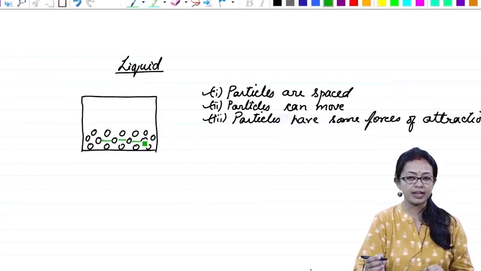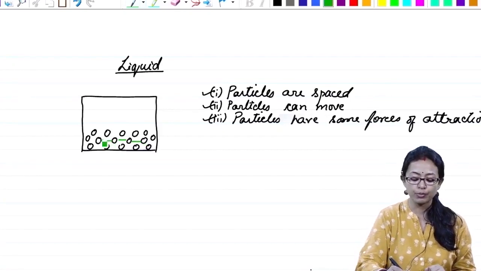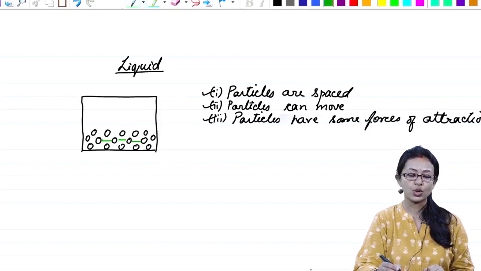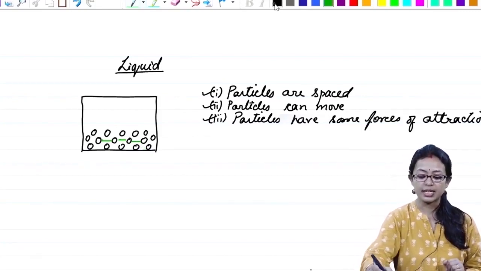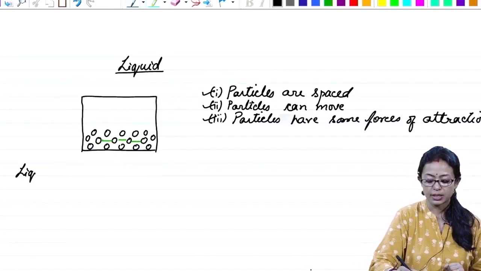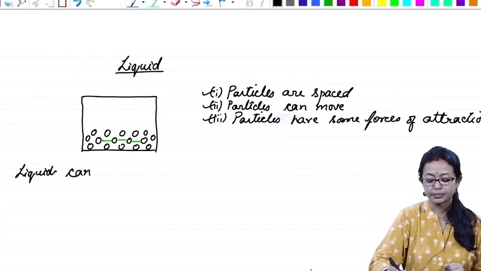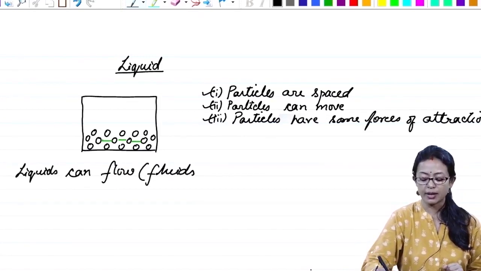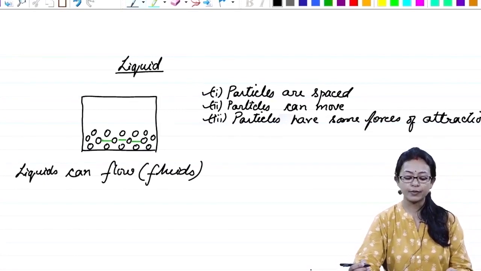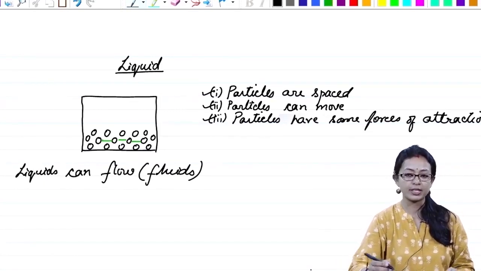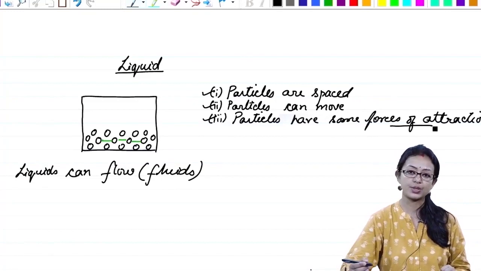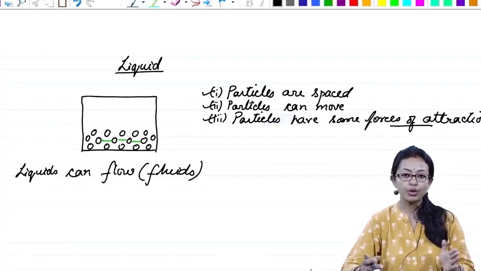So because the space is available, the particles are free to move between these spaces. And as they are free to move, the force of attraction is slightly lower than in the case of solids. And due to which we see that liquids can flow, that is, liquids are fluids. Why are they fluids? Because the particles can move from one place to another, but they are being held by some forces of attraction as well. That's why they cannot move beyond a certain limit.